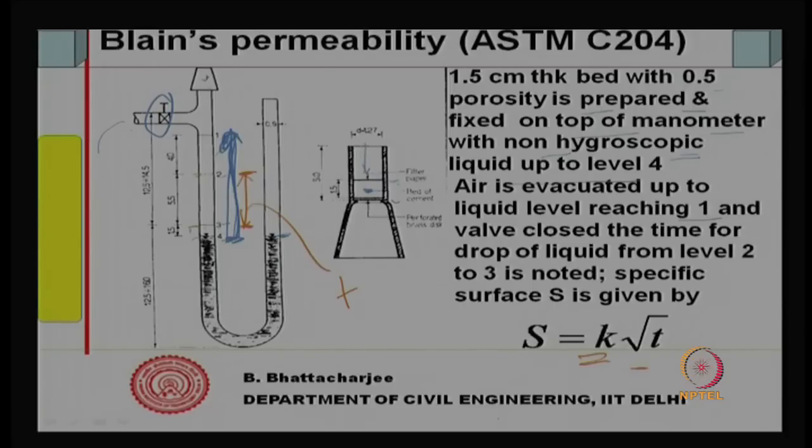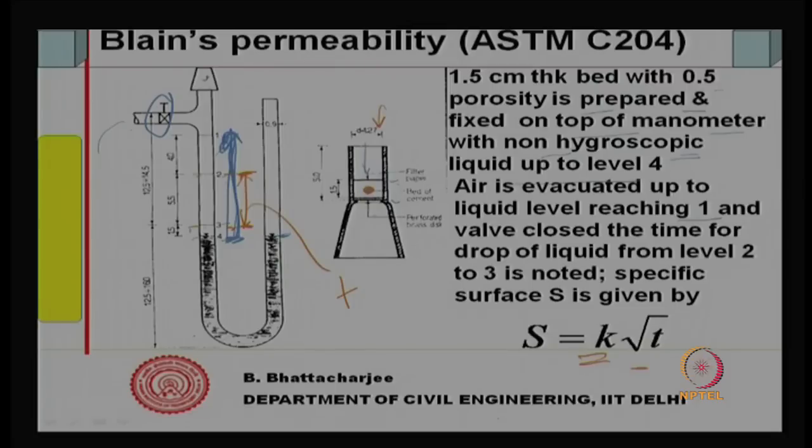If it is larger surface area, then friction is offered to the flow of air, because from here to here you have actually pumped the liquid up. Now, liquid will fall because air will enter from the top, air will enter through this. To enter through this, the time required for air to cause the drop of this manometric liquid from 2 to 3 will depend upon the permeability of the cement bed here.